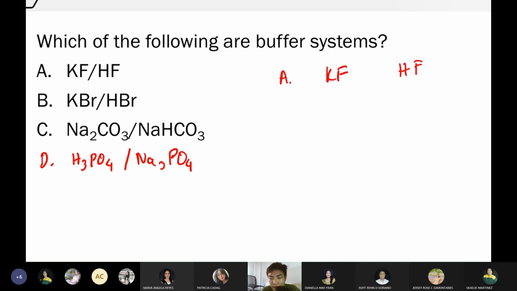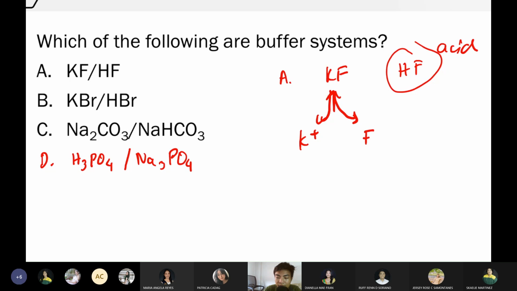Buffer system kaya ito? Tignan natin. Ganito. You identify first which of the two is the acid. Malamang, ito yung acid, HF. So, that means this one could be the source of your conjugate base. Anong ions yung magagawa mo sa KF? You have your K plus and the F minus.